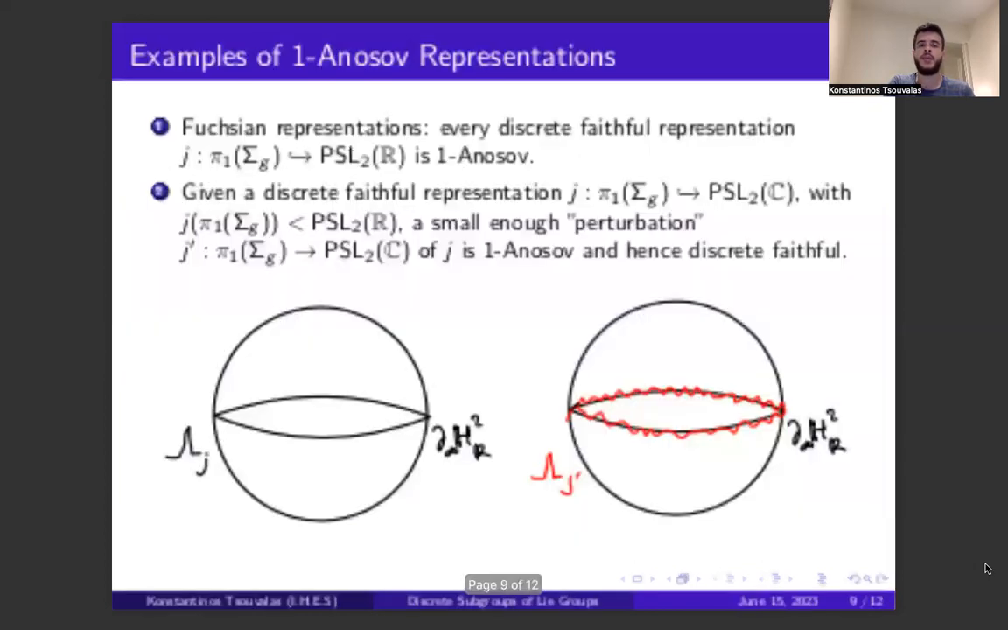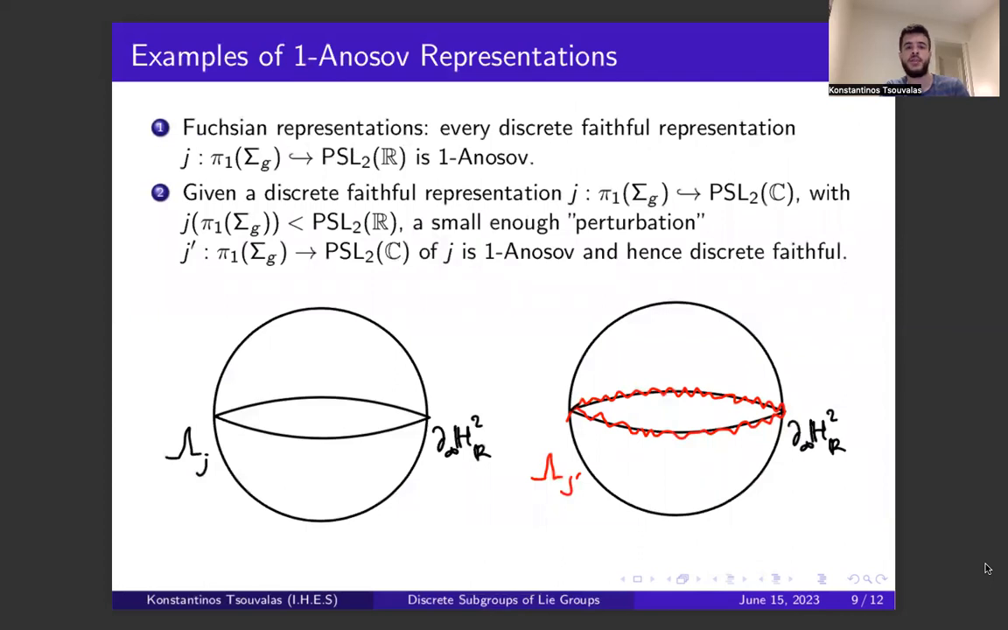Okay, and now we would like to give you some examples of one Anosov representations. And let me mention here that we only gave the definition for one Anosov because this is the most general kind of an Anosov representation. So basic examples include the Fuchsian representations. By a Fuchsian representation, we mean a discrete faithful representation of the fundamental group of a closed hyperbolic surface inside the isometry group of H2, orientation preserving, so inside PSL2R. Any such representation is one Anosov.